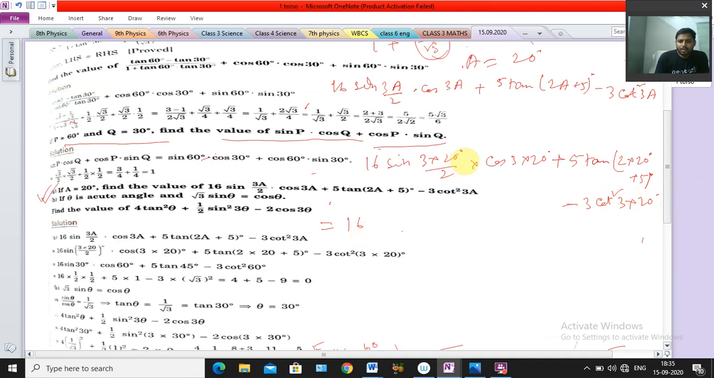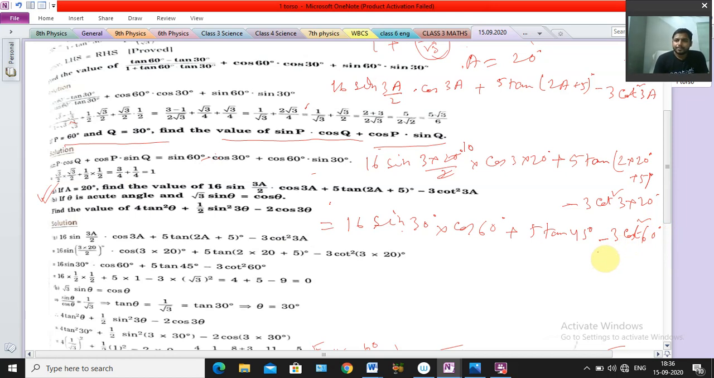See, 2 and 20 we can cancel it, 10, that means 3 into 10, 30. Sin 30 degree into cos 60 degree plus 5 tan, 2 into 20 is 40, plus 5, 45 degree, minus 3 cot square 60 degree. 3 cot square 60 degree. That is the question.